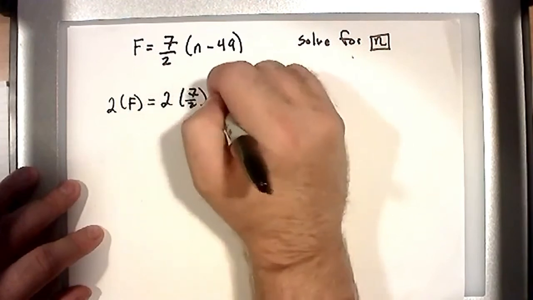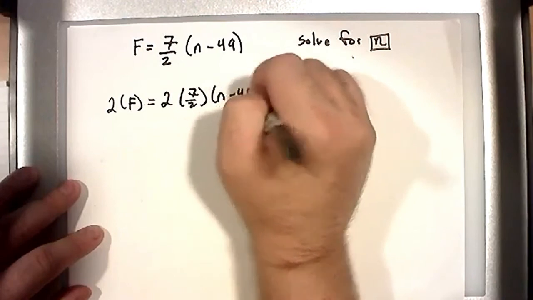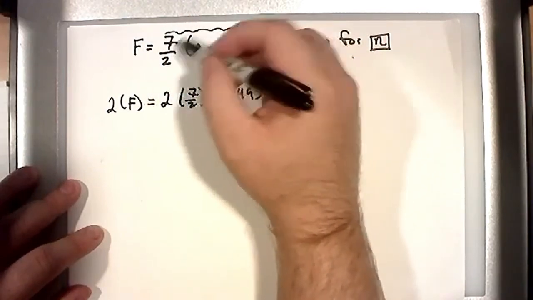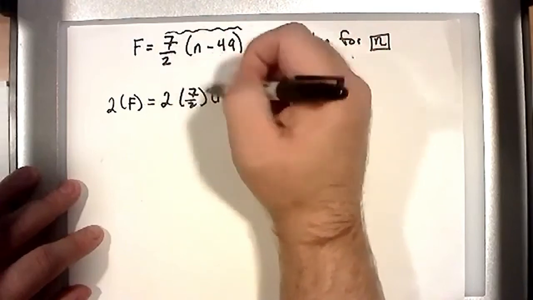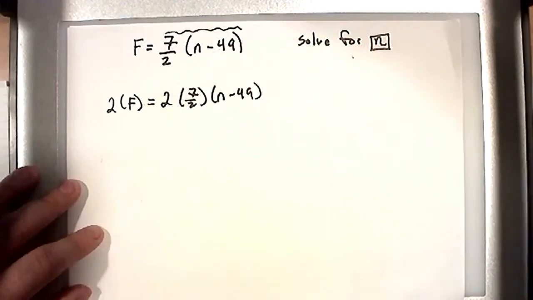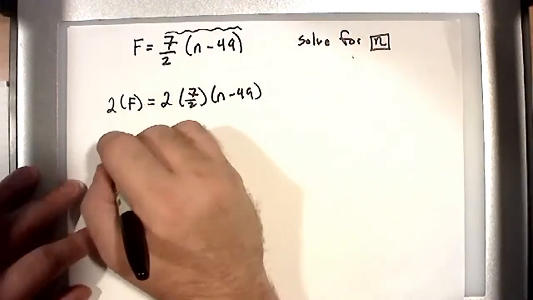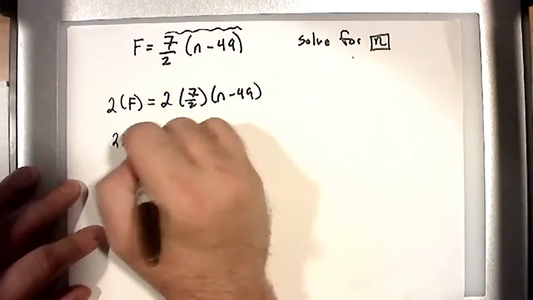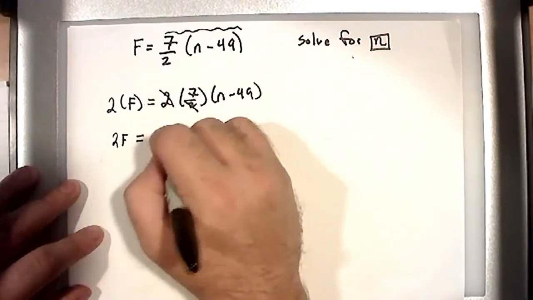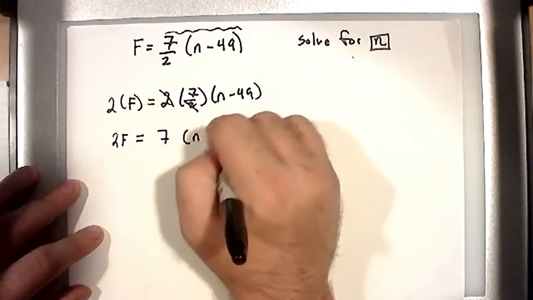You only need to do it once, though, because you didn't distribute. This is all one piece. 7 over 2 times n minus 49. If you distributed, now it's 2 pieces. Now you have to do it twice. I don't want to get into all that. So this whole thing multiplied by 2. On the left side, 2 times f is just 2f. On the right side, 2 and 2 cancel out. And you're left with 7 times n minus 49.